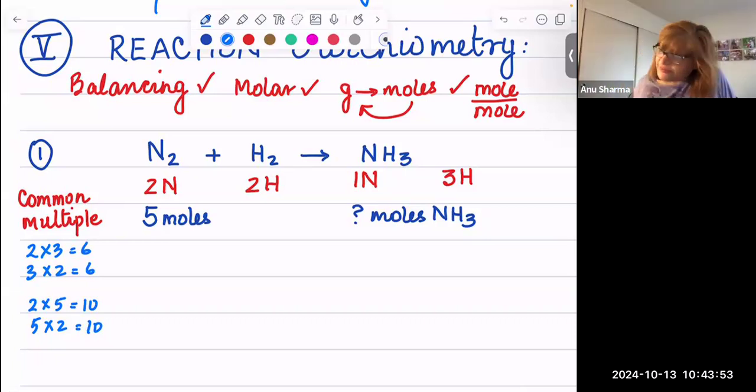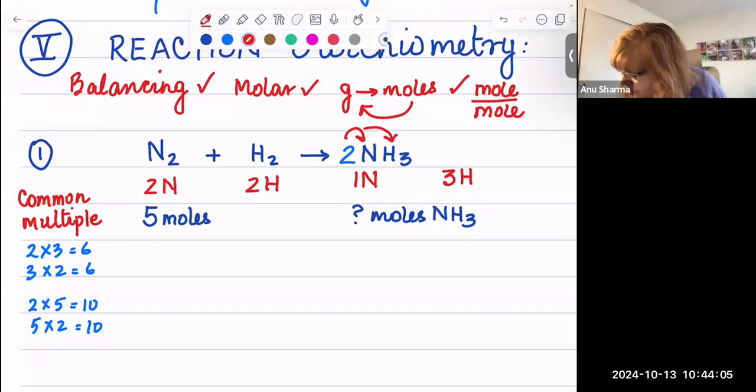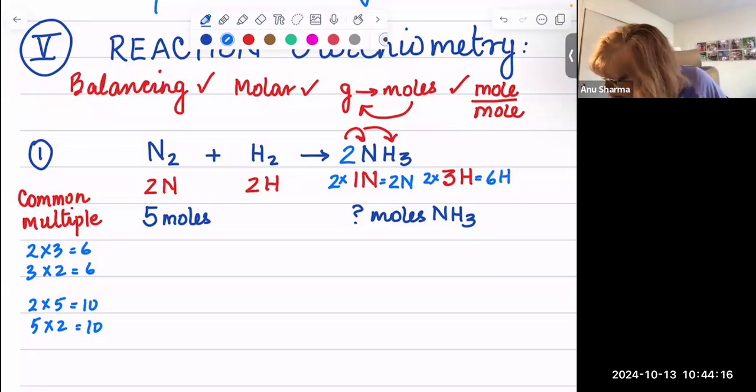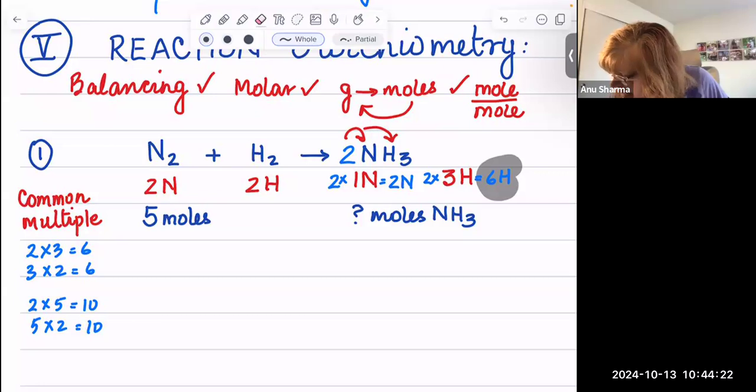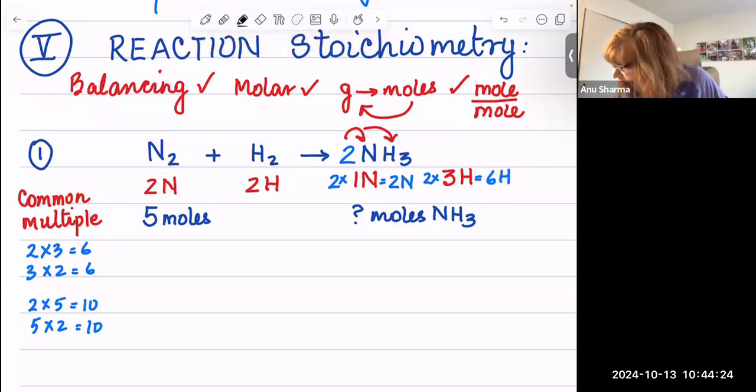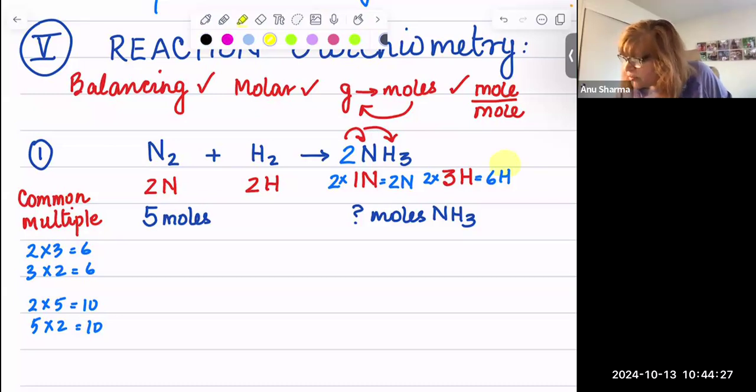There is 2 nitrogen. So if you put 2 here, this 2 applies to nitrogen and this 2 applies to hydrogen. Now 2 times nitrogen makes it 2 nitrogens, and 2 times 3 hydrogen makes it 6 hydrogens. We have 6 hydrogens and we only have 2 hydrogens on one side. We have 2 nitrogens here and 2 nitrogens. So at least the nitrogens got balanced.